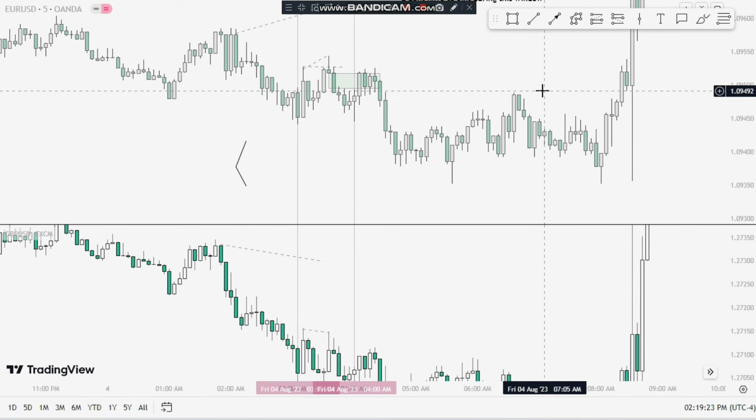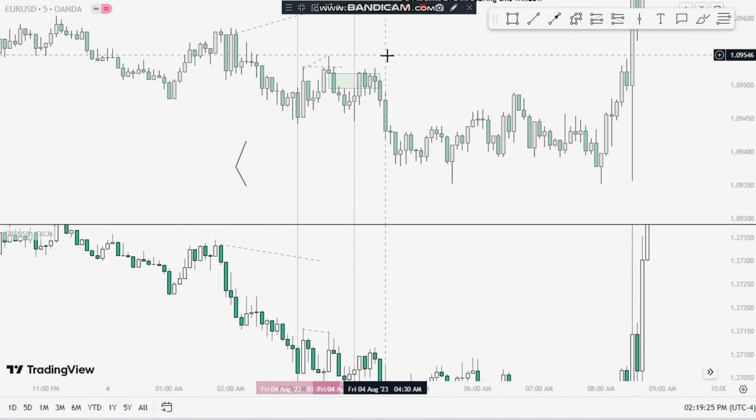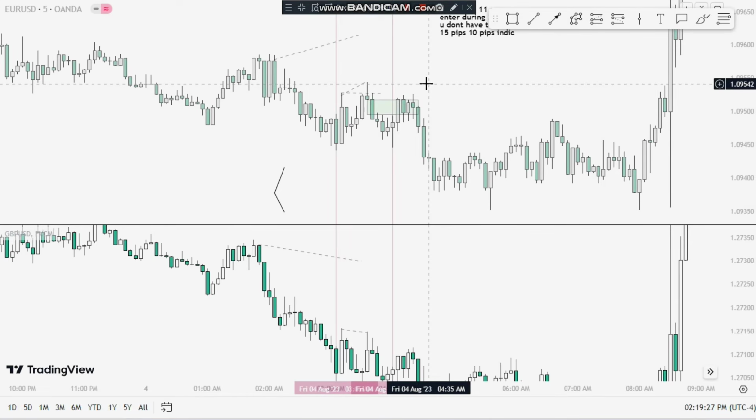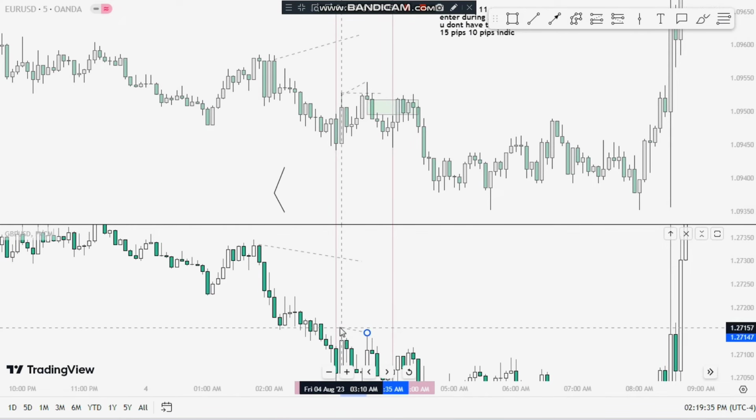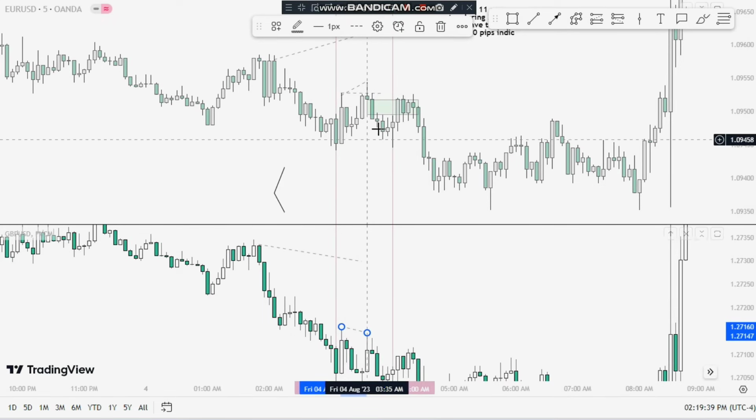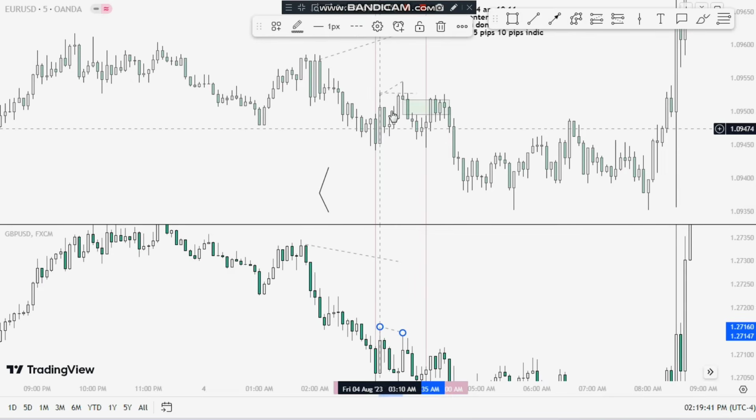So this is pretty much all about the silver bullet. If you have any questions, you can ask me, but this is all about the silver bullet. This is my strategy to trade the silver bullet. I look for these bearish and bullish divergences, okay? I hope it makes sense.